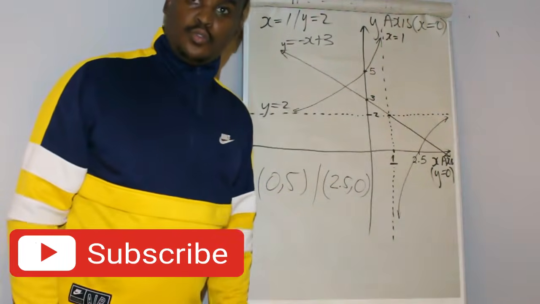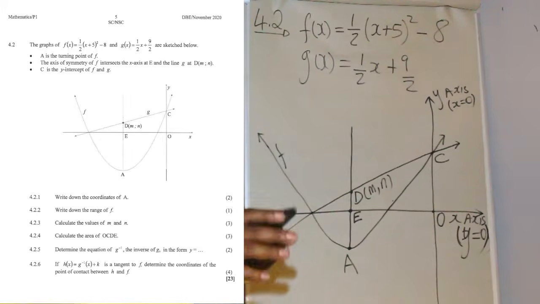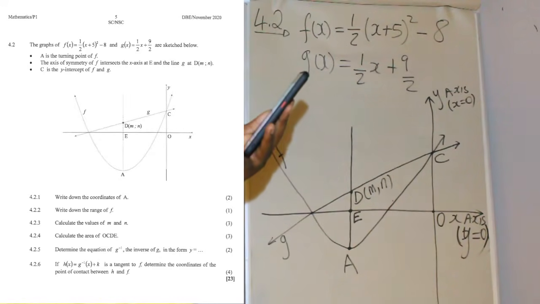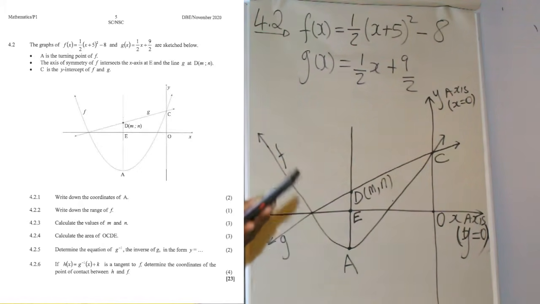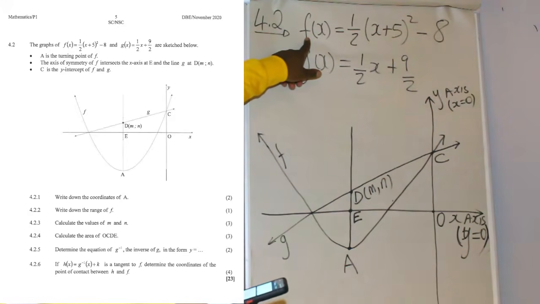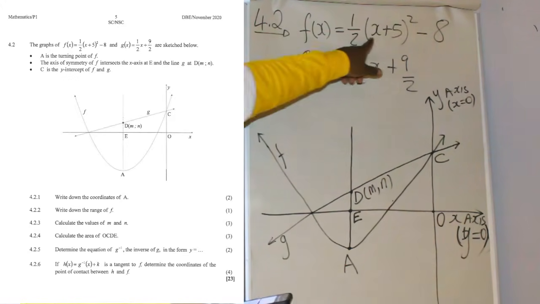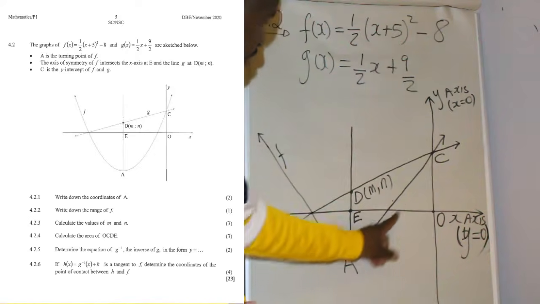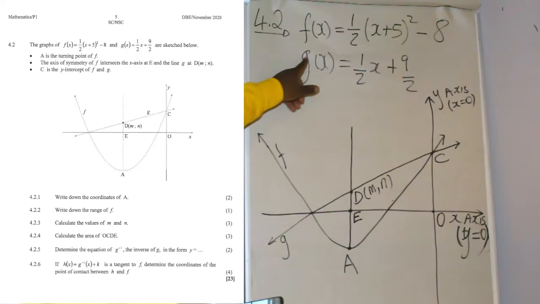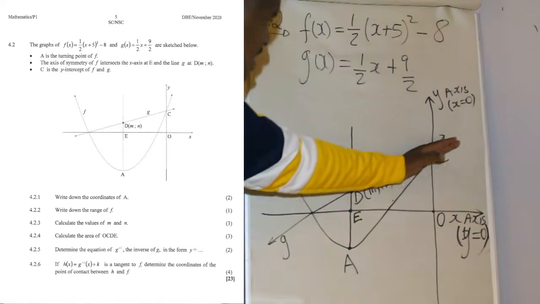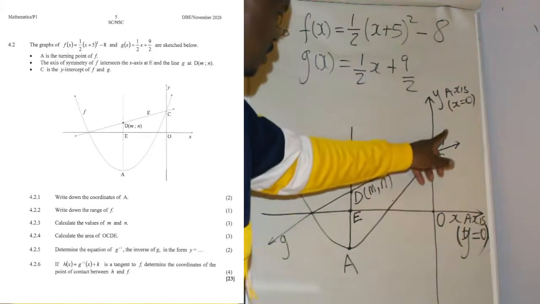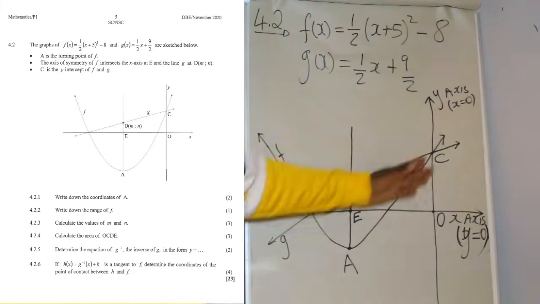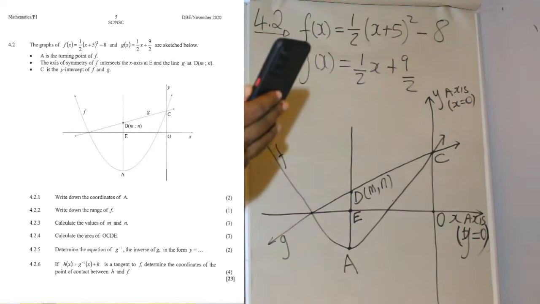Let's go to 4.2. Okay, so now let's do question 4.2. The graphs of f and g are sketched below. Here the function f is given by this equation. Here is the sketch of f. Here is g of x, the graph g. It's this straight line. So f is the parabola and g is a straight line. So let's read the question.